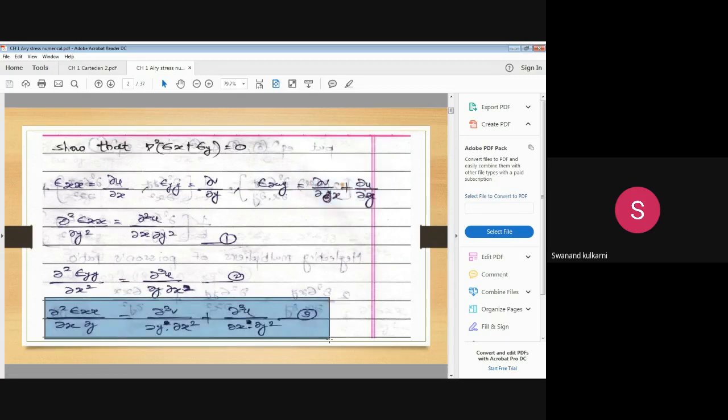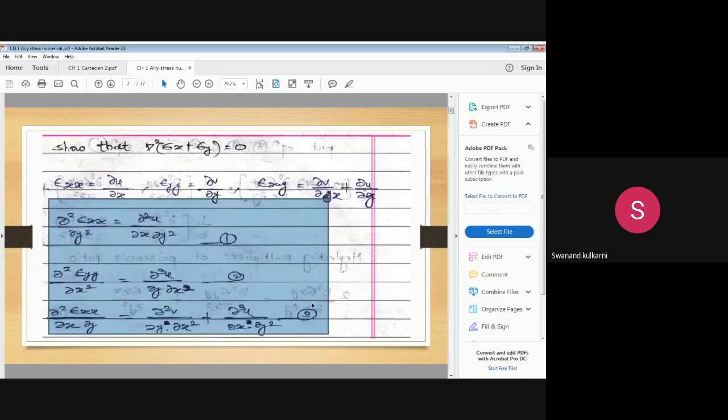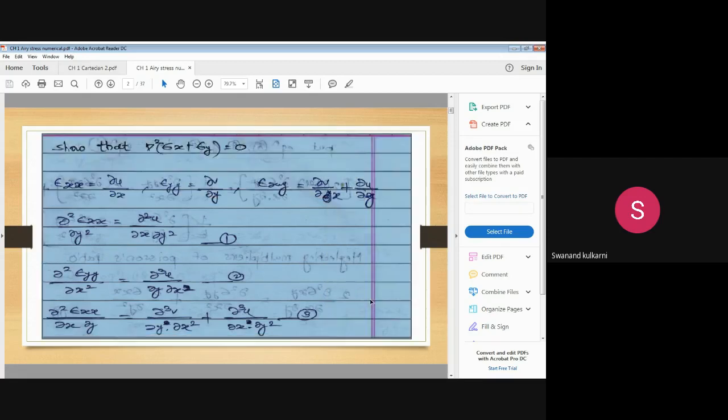Here we can understand equation number 3, that ∂²εxy/∂x∂y = ∂³v/∂y∂x² + ∂³u/∂x∂y². Is it okay? So now we are familiar with these three equations. What are equations 1, 2 and equation 3? Is it okay?